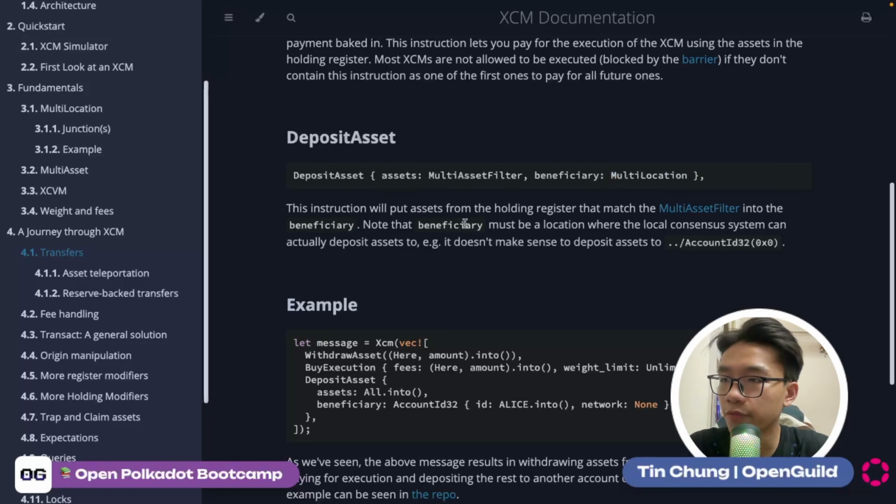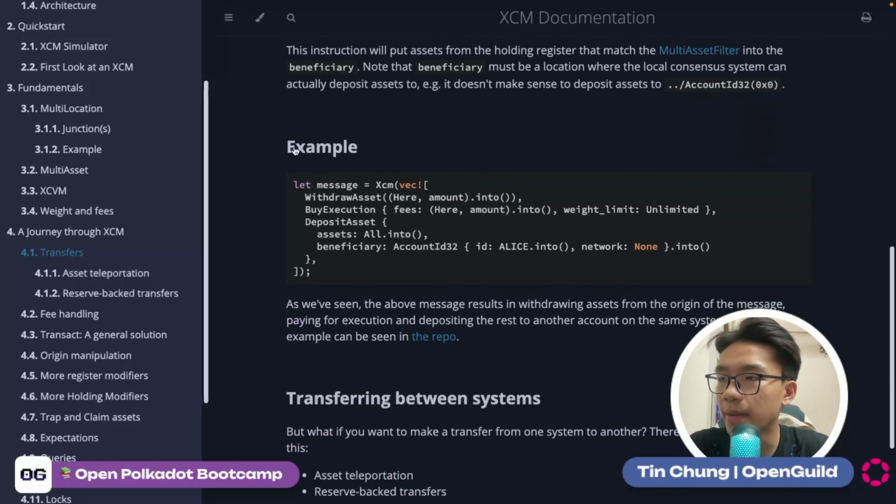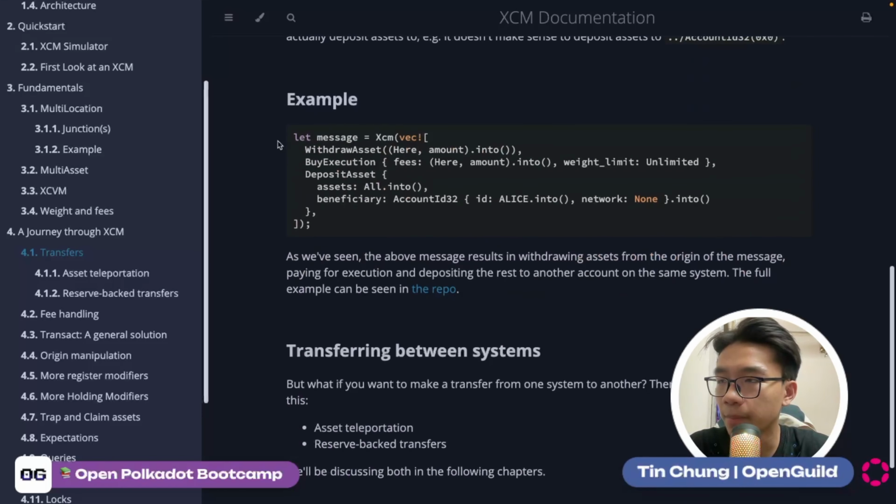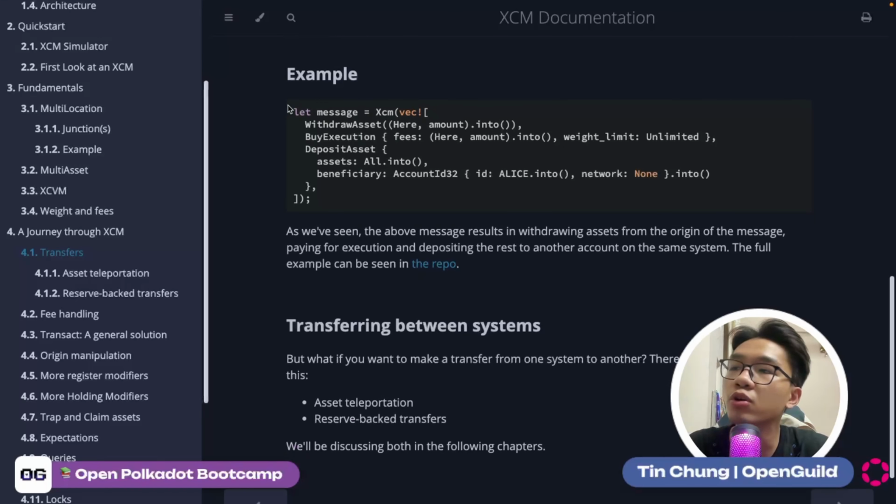Note that the beneficiary must be a location where the local consensus system can actually deposit assets to. And over here, we have an example of this combination of instructions. When you want to transfer, the first one will be withdraw asset.